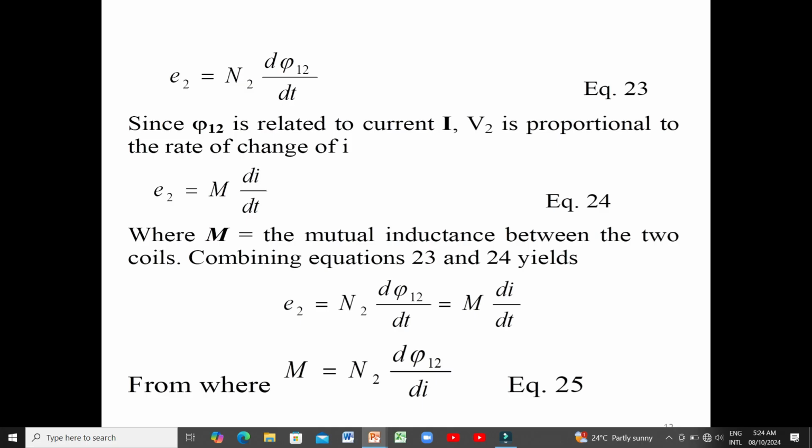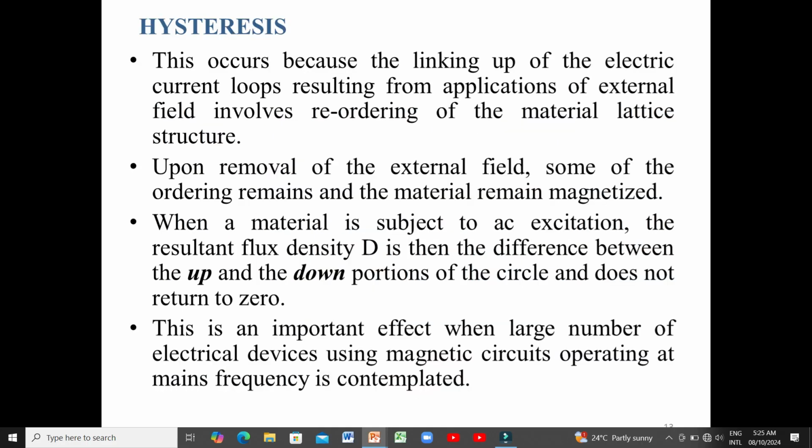E2 then will be equal to M di/dt, equation 24, where M is the mutual inductance between the two coils. Combining equations 23 and 24 yields that E2 is equal to N2 dΦ12/dt equals M di/dt, from where M is equal to N2 dΦ12/di, equation 25.